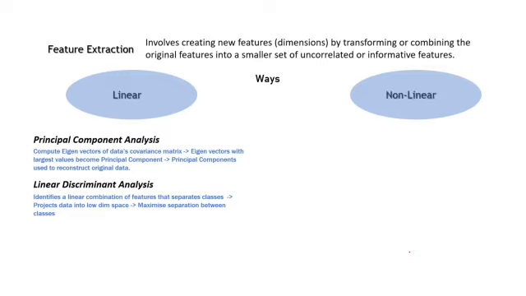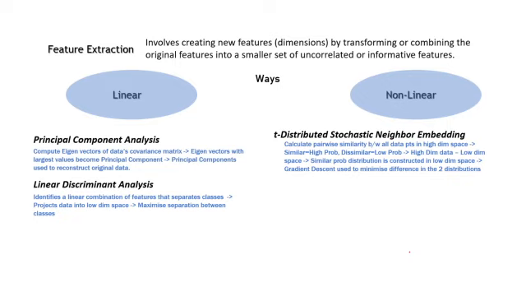Then you have some non-linear methods, where algorithms allow us to separate data that cannot be separated by a straight line. The first example is t-distributed stochastic neighbor embedding, or t-SNE, which calculates a pairwise similarity between all data points in a higher dimensional space.